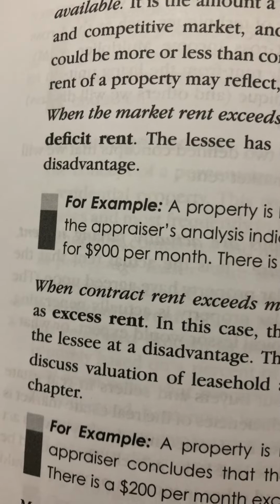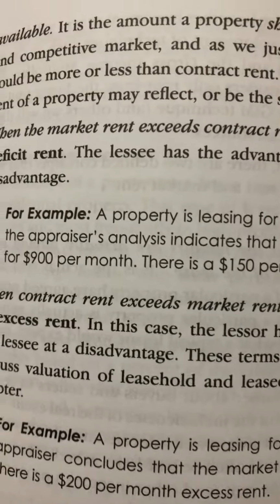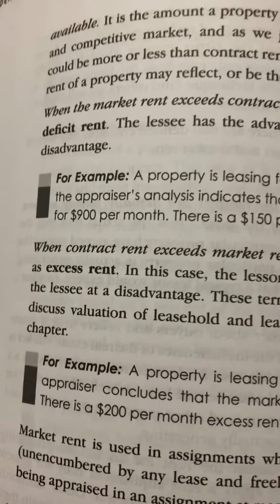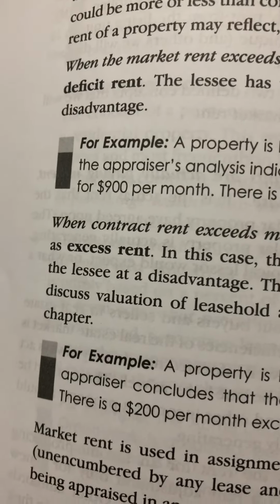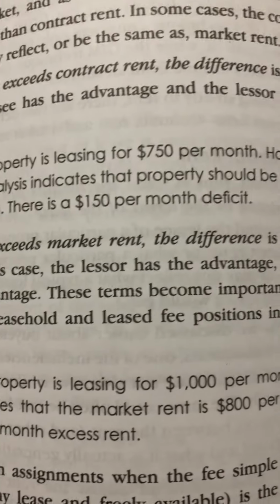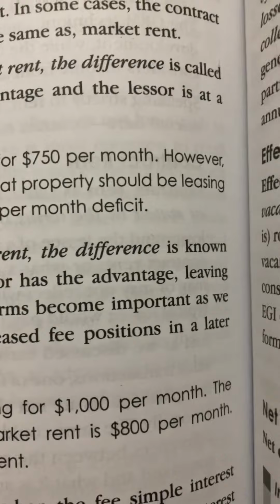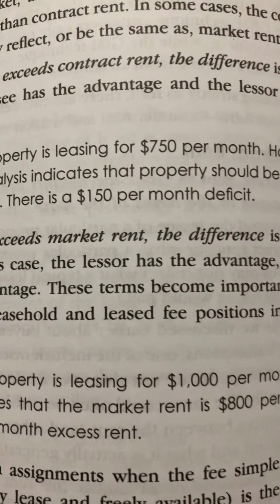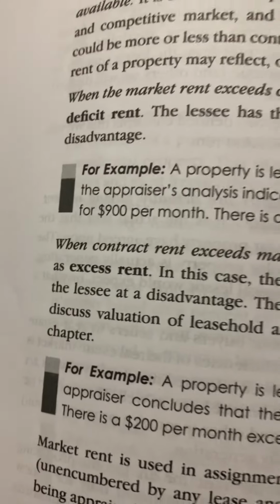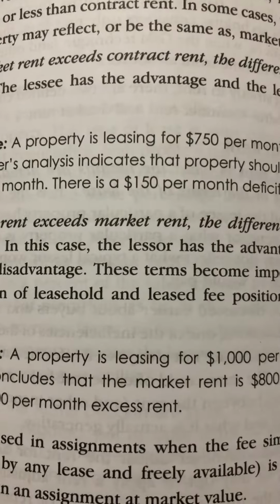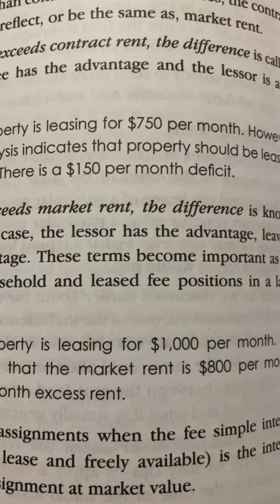rent. Deficient rent. The lessee has the advantage and the lessor is at a disadvantage. For example, a property is leasing for $750 per month. However, the appraiser's analysis indicates that property should be leasing for $900 per month. There is a $150 per month deficit.